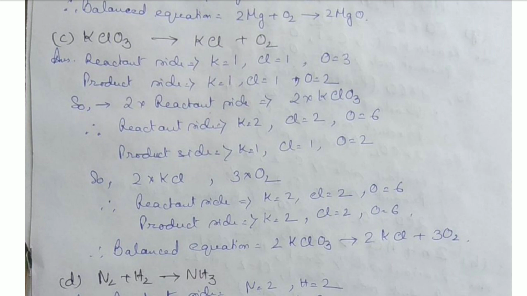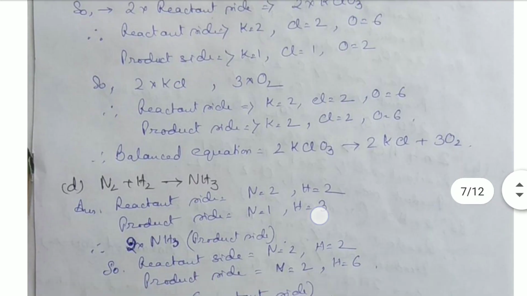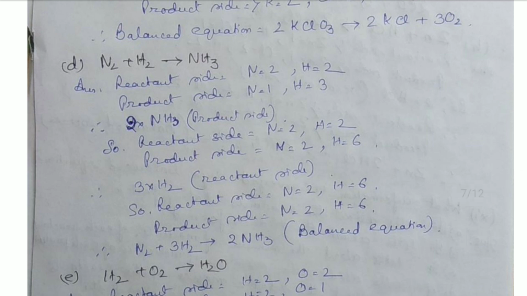So now what we do, we multiply the product side KCl by 2 and oxygen, that is O2, by 3. So that becomes, on the product side, K is 2, Cl is 2 and O is 6. See, 3 into 2 becomes 6. And the reactant side is also K is equal to 2, Cl is equal to 2 and O is equal to 6. So the balanced final equation becomes 2KClO3 equals 2KCl plus 3O2. Next is N2 plus H2, that becomes NH3.